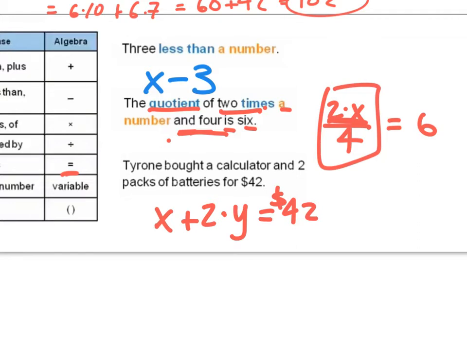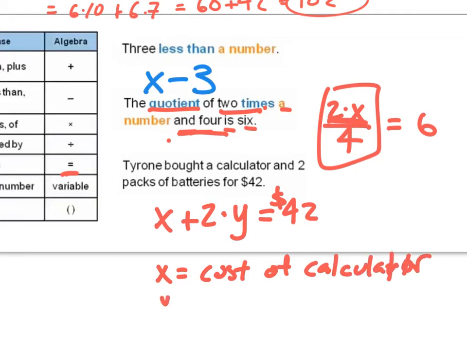Now the crazy thing there is I created variables. Wait, what's x? X is equal to the cost of the calculator. Okay. That's the calculator. Y is equal to the cost of batteries. There you go. Never assume.